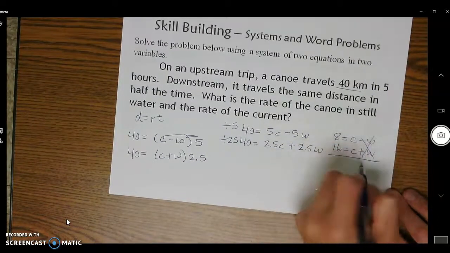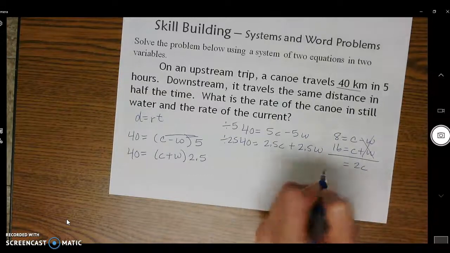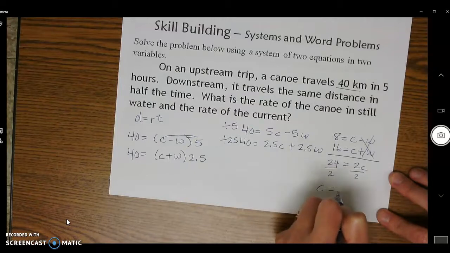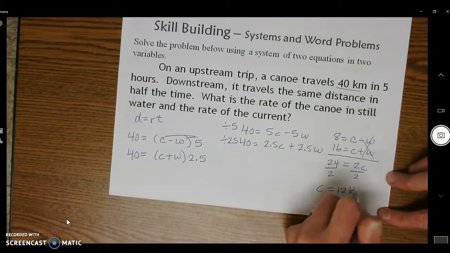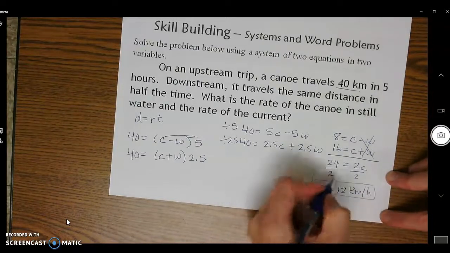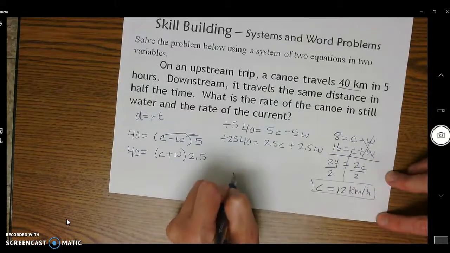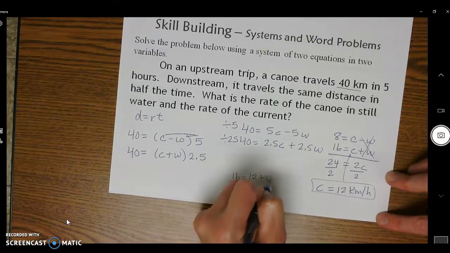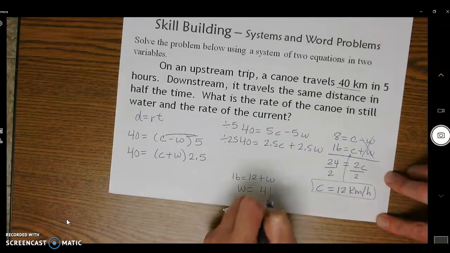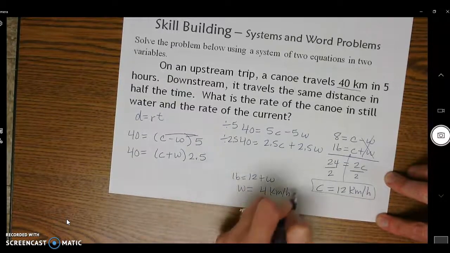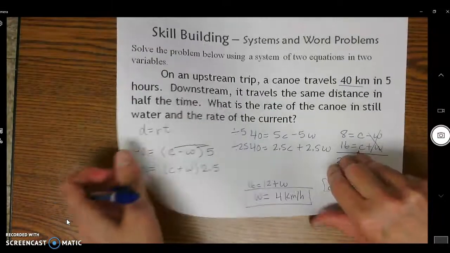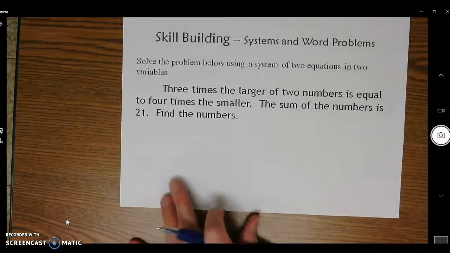Again, same thing, canceling these out. 8 and 16 is 24. So my canoe is going 12 kilometers per hour. Go ahead and plug that into one of these. So 16 equals 12 plus the w. So my water current is moving at 4 kilometers per hour. That's that one. One more to go.